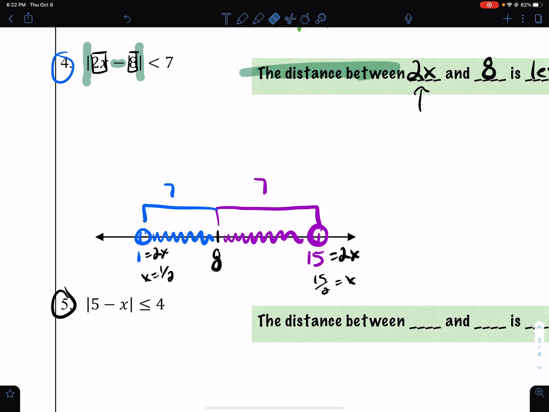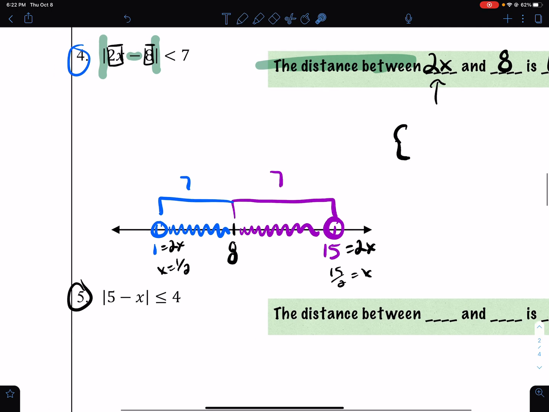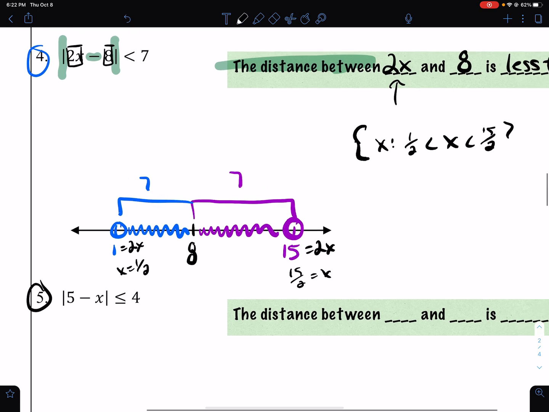So what we're saying then, the solution set, we can see this is an and inequality because they meet in the middle. We have all the x's such that the x's are in between 1/2 and 15/2. And we are not including 1/2 or 15/2 because that distance is exactly 7 and not less than 7.